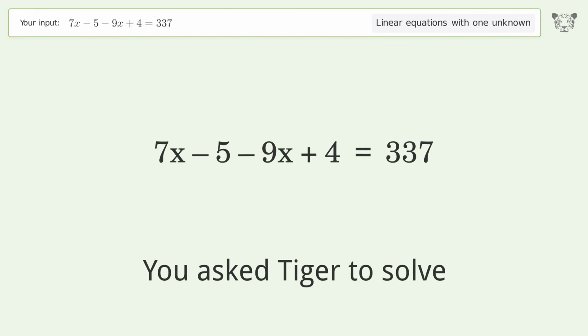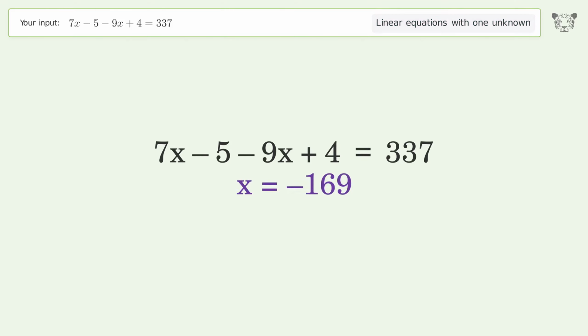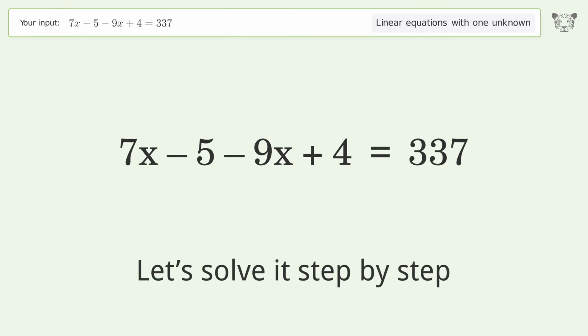You asked Tiger to solve this. It deals with linear equations with one unknown. The final result is x equals -169. Let's solve it step by step.